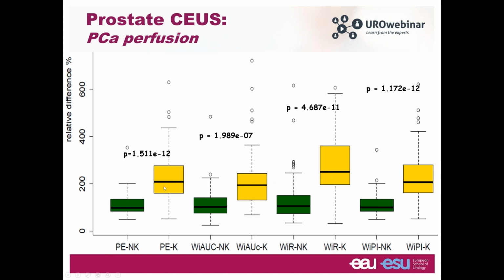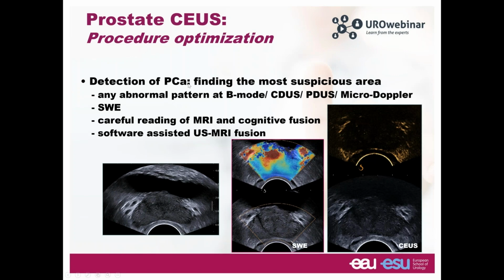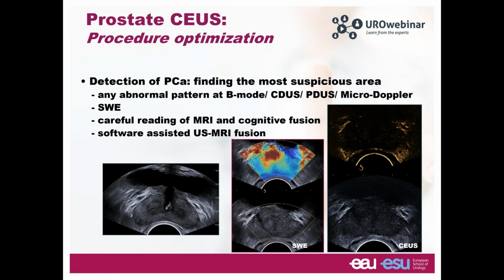Look at the p-value between the cancer and the non-cancer. And this is true for all perfusion parameters that we can extract, including the washin area under the curve, the washin rate, the washin perfusion index. Look at the p-value. So clearly, the contrast enhanced ultrasound can have a key value for diagnosis of prostate cancer. But as I told you, this enhancement is very transient.